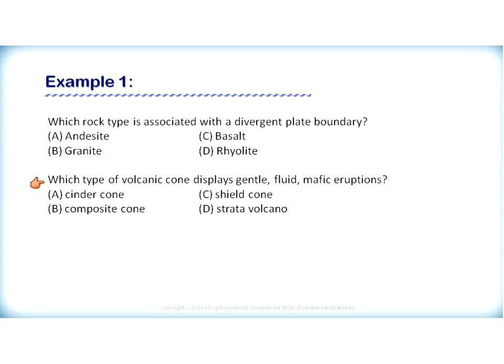Second question. Which type of volcanic cone displays gentle, fluid, mafic eruptions? So if we're looking for a gentle, fluid, mafic eruption, gentle and fluid would suggest it has low silica content and low viscosity, and a mafic eruption would suggest it's associated with the ocean floor. So the volcanoes that we find that erupt gently with a fluid, mafic, basaltic lava, that would be a shield cone. So our answer to the second question would be C, shield cone.